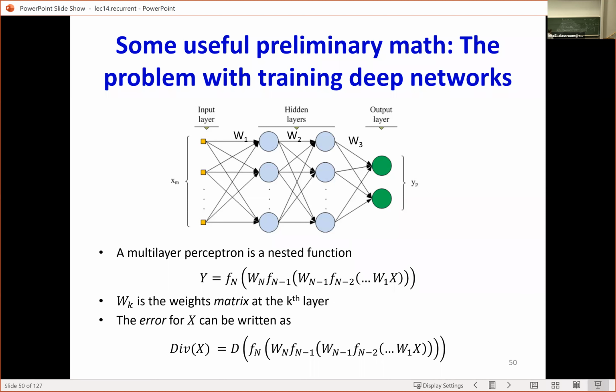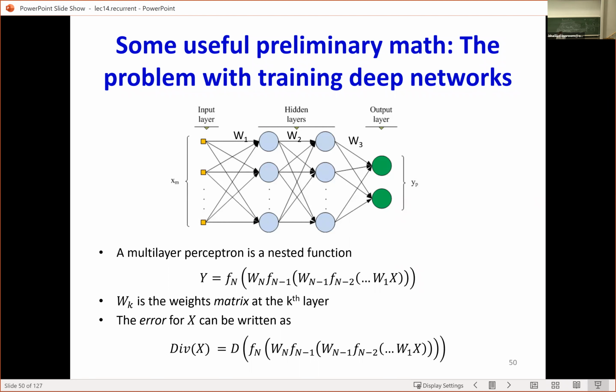So this is the first weight matrix. This is the output after the first layer activation. These are the weights applied to the output of the first layer activation. This is the second layer activation. These are the weights for the third layer. This is the output of the third layer.